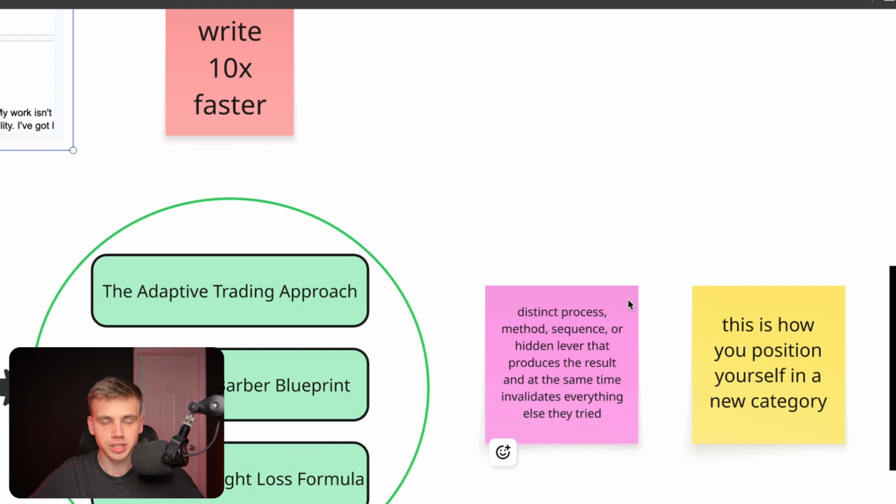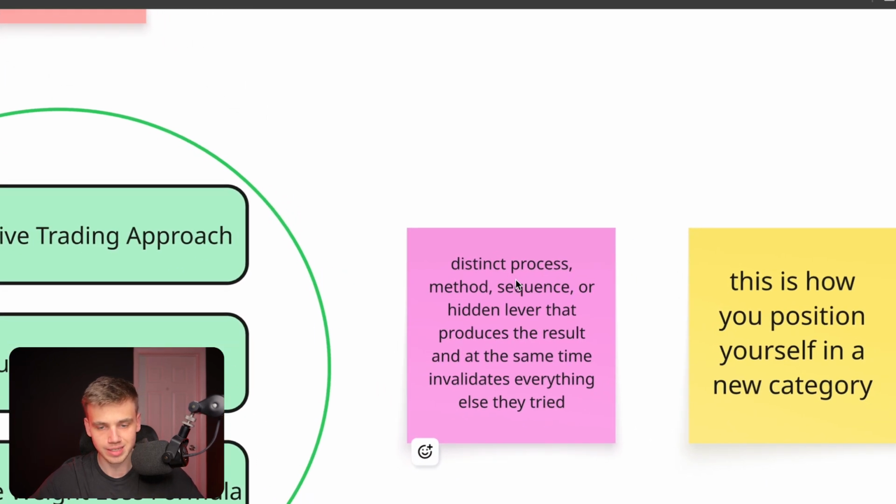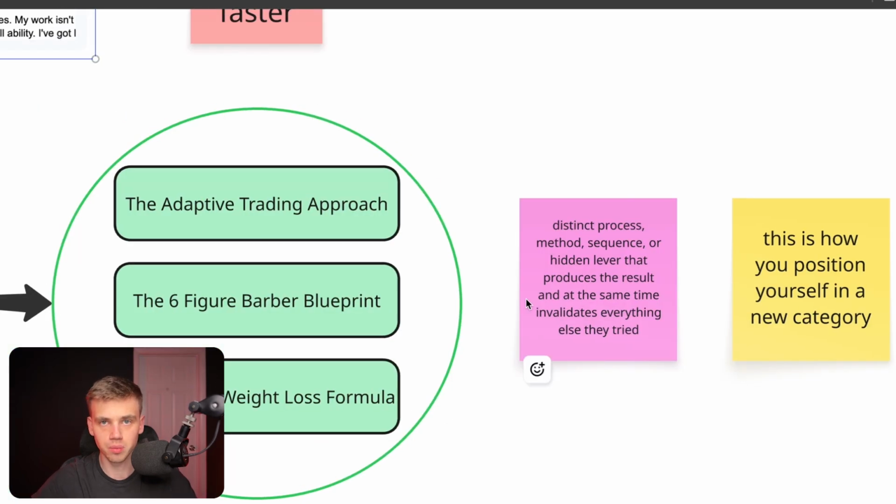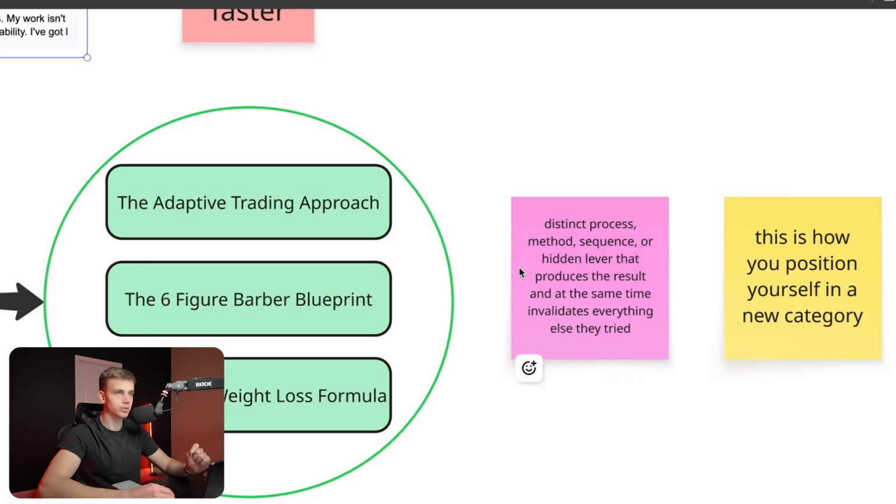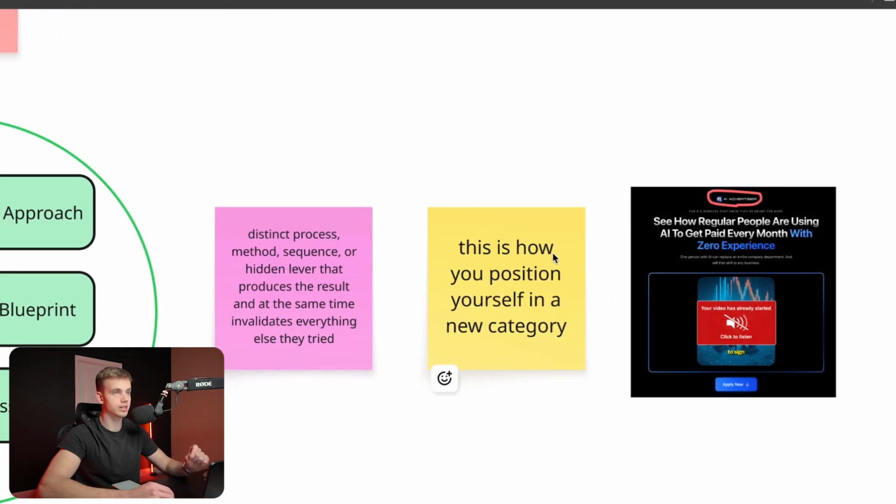And the way I want you to think about creating your unique mechanism is think of it as a distinct process, method, or sequence, a hidden lever, right? Almost like the magic pill that your customers can take, your avatar can take, in order to produce the result that they want and get the outcomes that they're after in a way that's completely different from everything else they've tried so far and failed. And that's a very important point that I'm going to get into in step 4, because your unique mechanism is exactly what's going to invalidate all the other solutions that they've tried. The unique mechanism is how you position yourself into a new category.